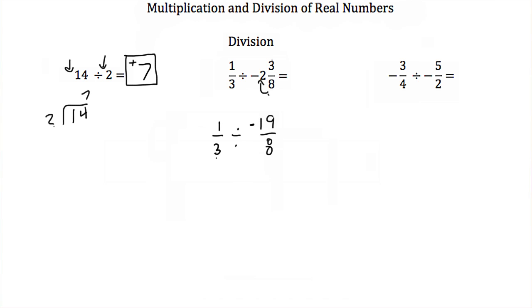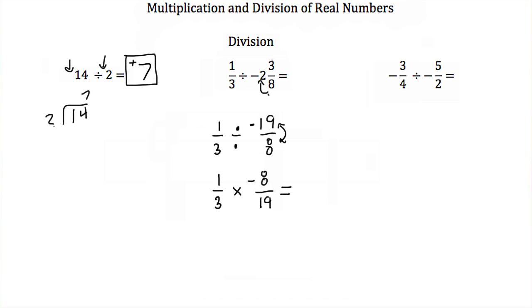And now if we have 1/3 divided by 19/8, the simplest way to do that is to forget about this division and multiply by the reciprocal of 19/8. So what we would get is 1/3 times a negative 8 over 19. Remember, if you're dividing by fractions, it's easier to multiply by the reciprocal.